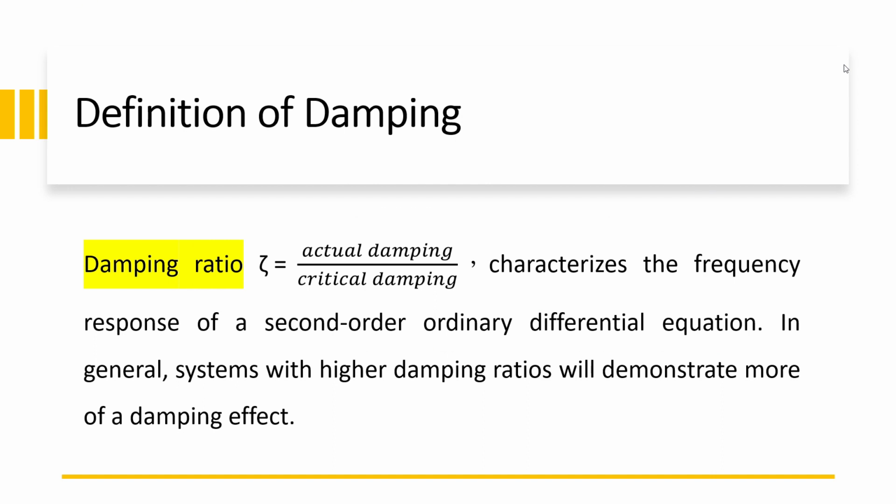The damping ratio, denoted by zeta, is a dimensionless measure describing how oscillations in a system decay after a disturbance. It characterizes the frequency response of a second-order ordinary differential equation. In general, systems with higher damping ratios will demonstrate more of a damping effect.